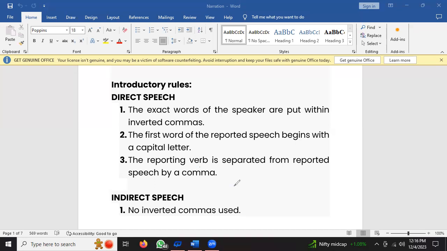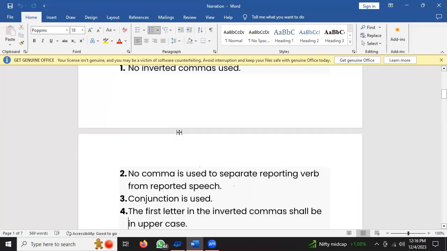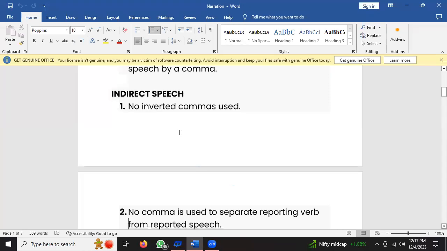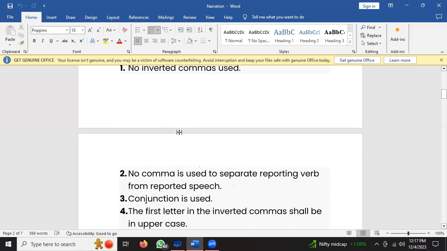Now let's come to the indirect speech. How can we identify indirect speech? There are also 4 rules to identify whether this is indirect speech or not. First one, we eliminate inverted commas. There is no usage of inverted commas in indirect speech. Second, no comma is used to separate reporting verb from reported speech. We do not use comma or inverted commas. Both of them are eliminated.